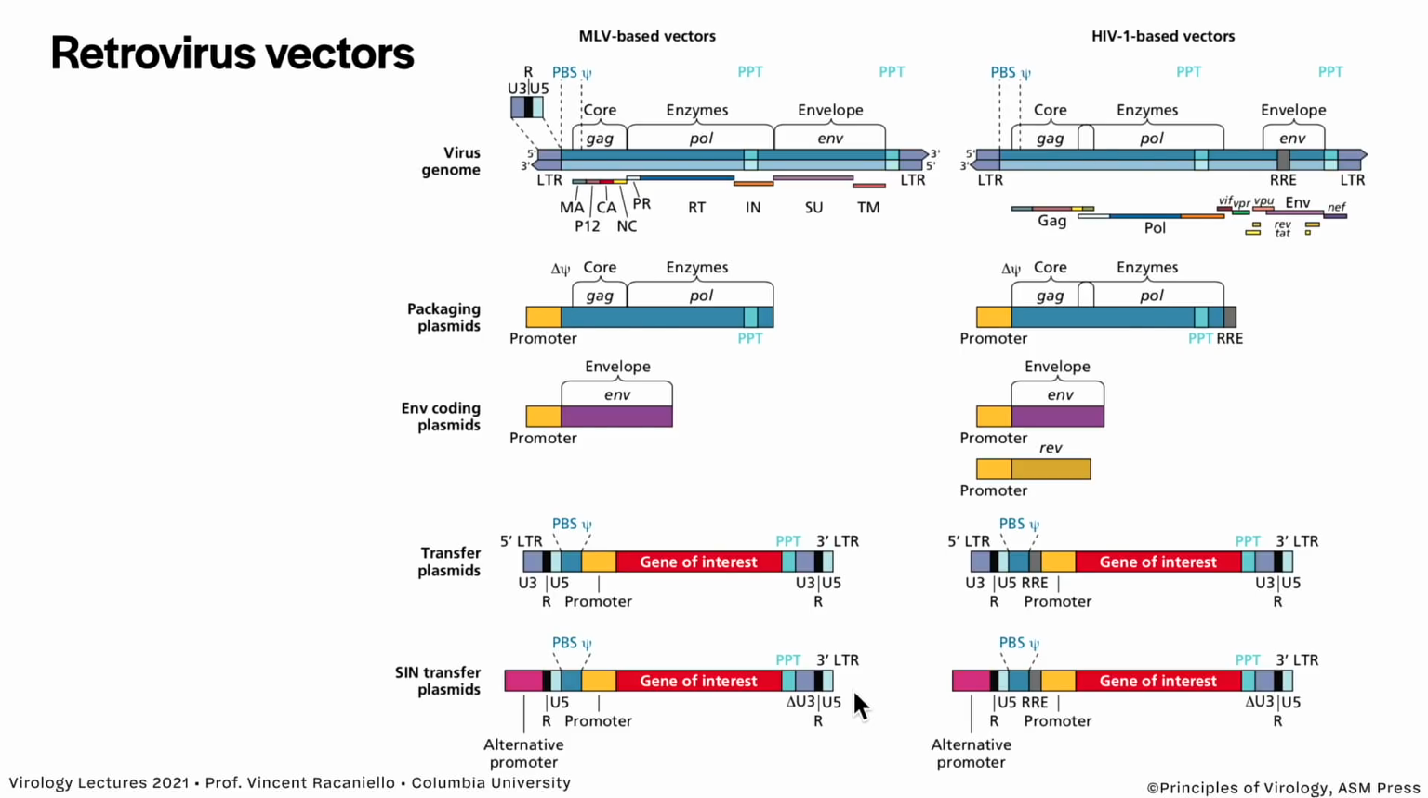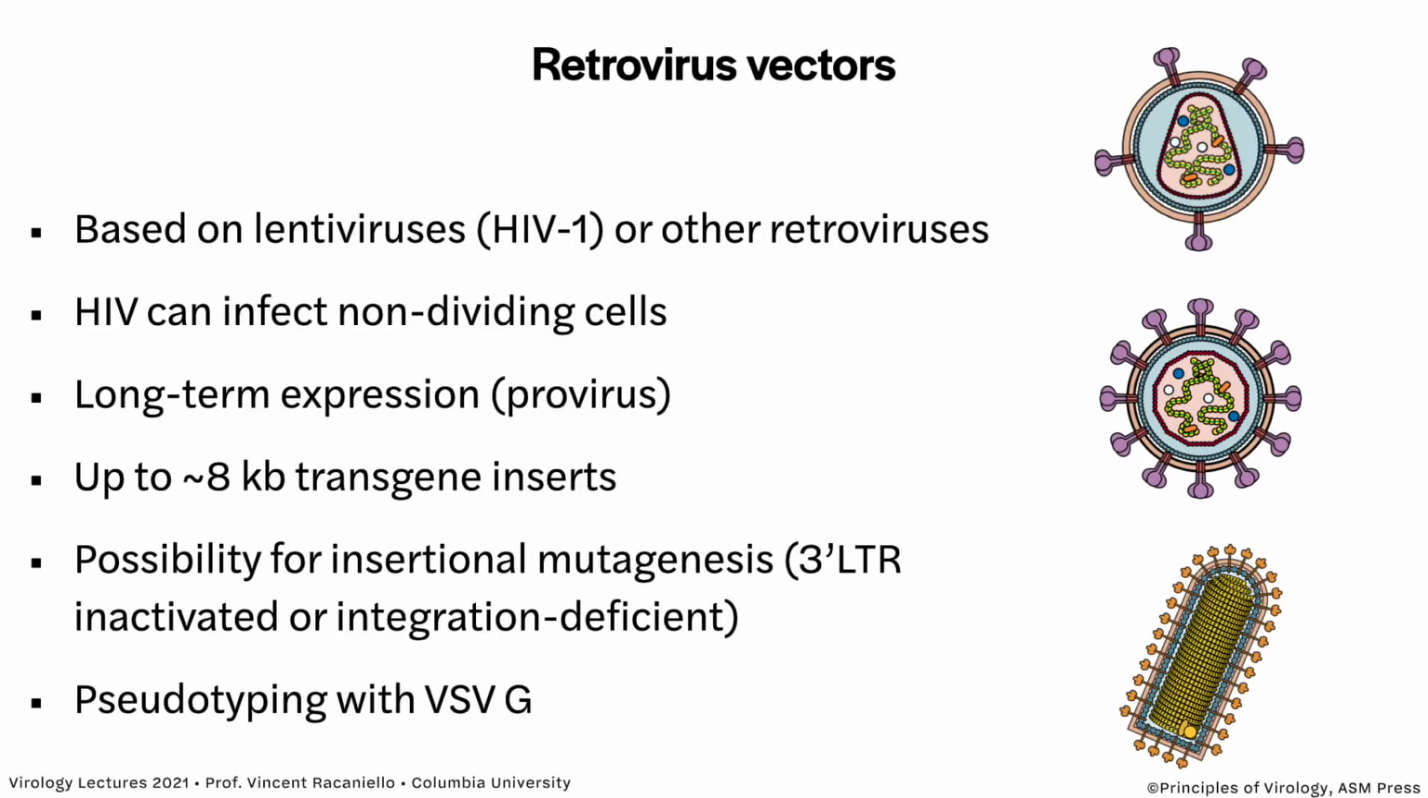That happens sometimes. So retrovirus vectors, as I said, based on lentiviruses or other retroviruses. You may ask why we used HIV. Because they can infect non-dividing cells. Other retroviruses, like the murine leukemia virus-based vectors, their DNA will not get into the nucleus until the cells undergo mitosis when the nuclear membrane breaks down. Then they can get in. But HIV doesn't have that restriction. They can infect non-dividing cells.